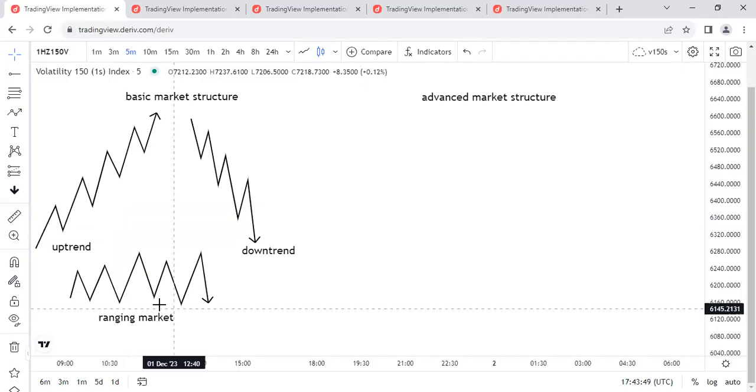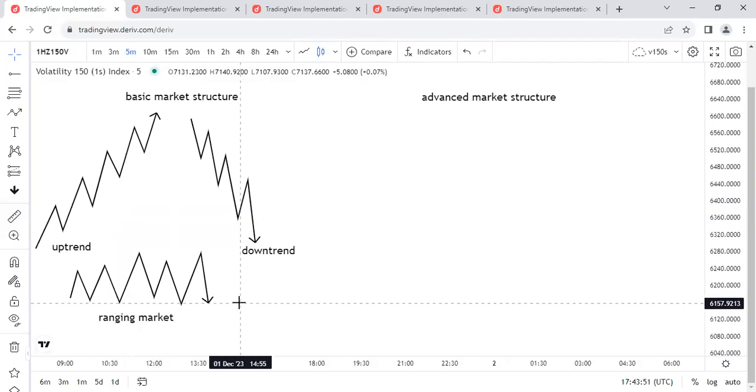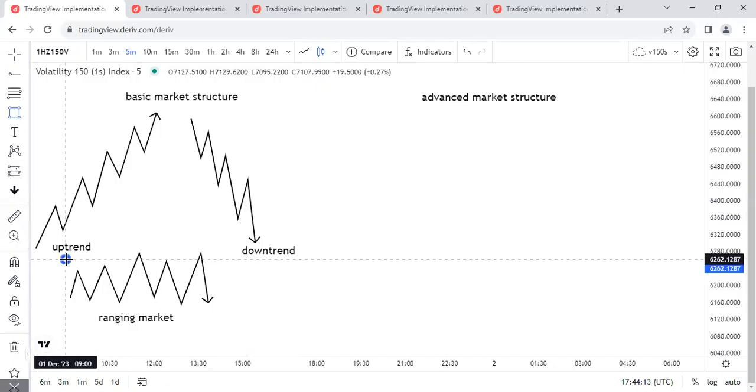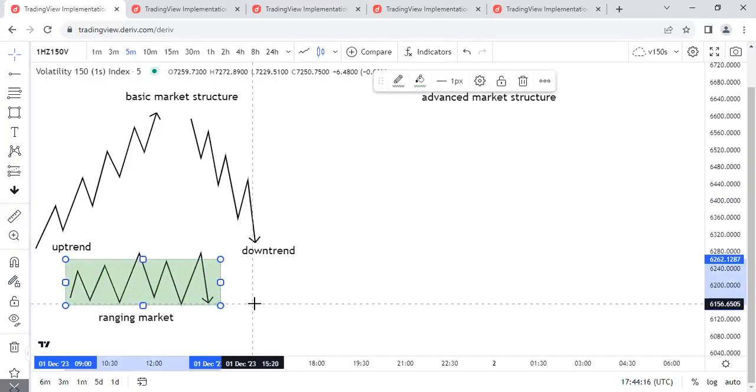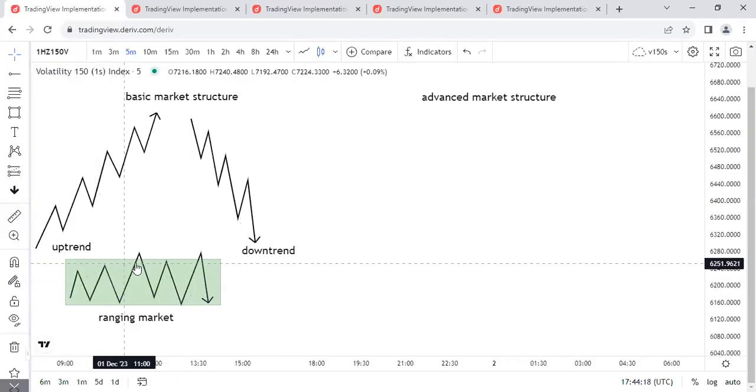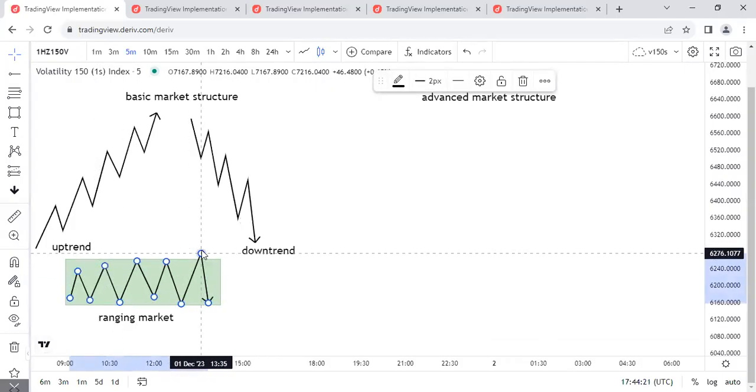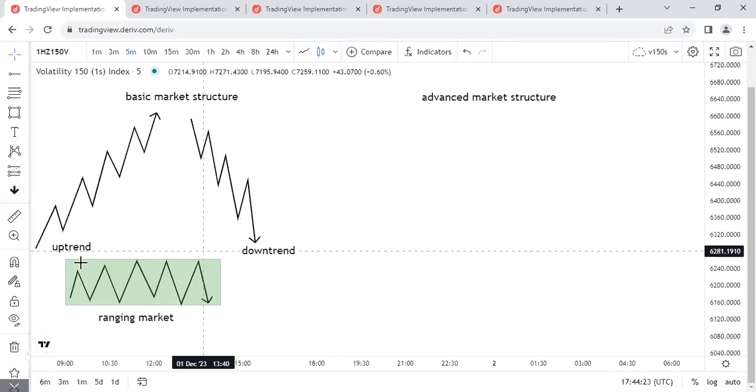Then we also have what we call a ranging market. A ranging market simply means that the buyers and the sellers are of equal ratio. Do you understand? They're of equal ratio, like no one is overshadowing the other, no one is overpowering the other. So that's why the market is stagnant when it comes to a ranging market. It's just moving within a particular zone, within a particular price action. So there's no breakouts, no nothing. No one is buying more than the other, no one is selling more than the other. So it's just within this.